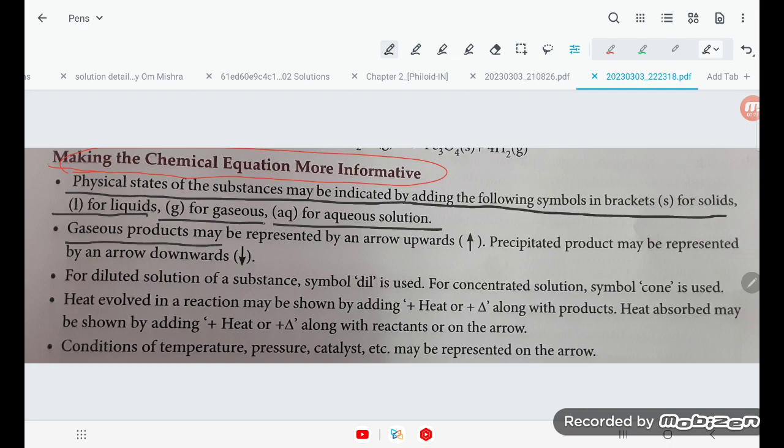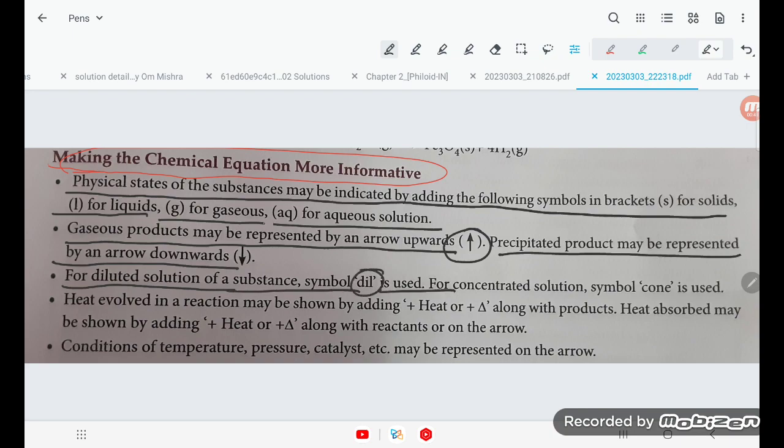Second, gaseous product may be represented by arrow upward. Precipitate product may be represented by the arrow downward. For dilute solution of a substance, symbol dil is used. For concentrated solution, symbol conc is used.